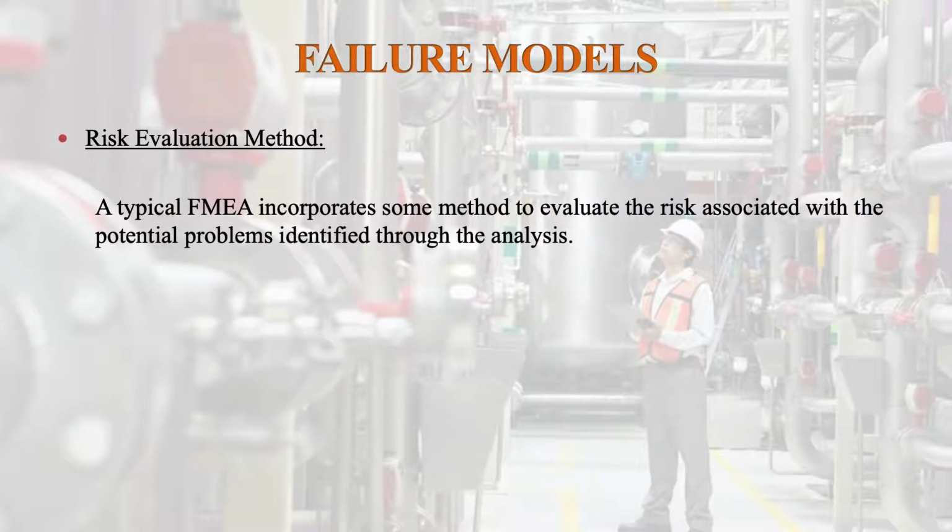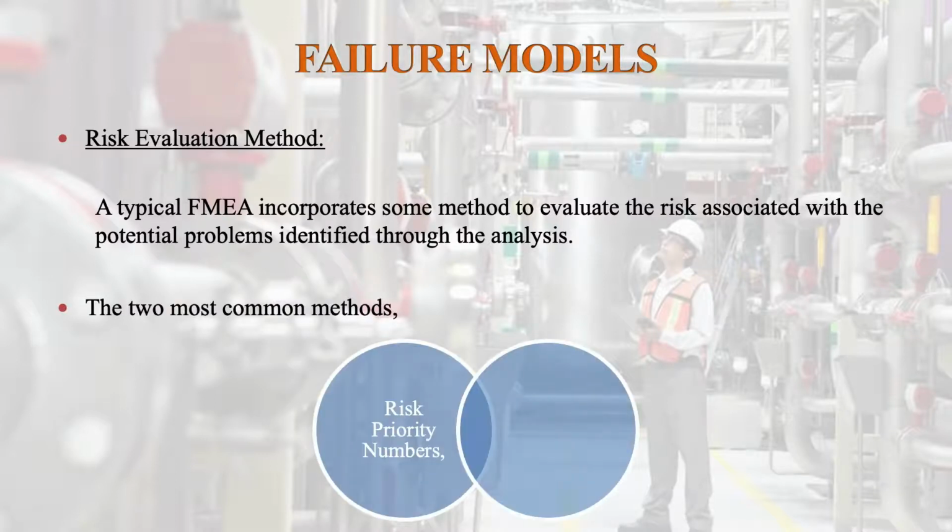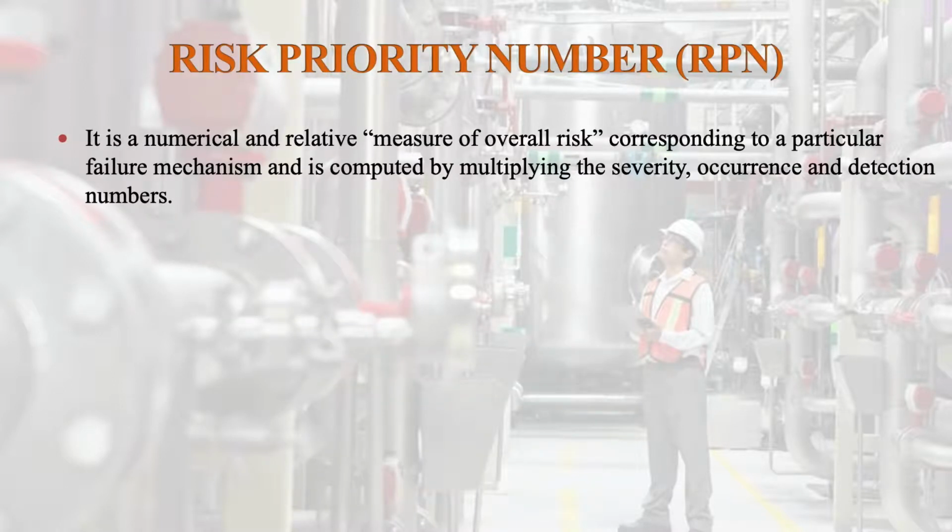Risk evaluation method. A typical FMEA incorporates some method to evaluate the risk associated with the potential problems identified through the analysis. The two most common methods, risk priority number and criticality analysis, are described next. The risk priority number is a numerical and relative measure of overall risk corresponding to the particular failure mechanism and is computed by multiplying the severity, occurrence and detection numbers.